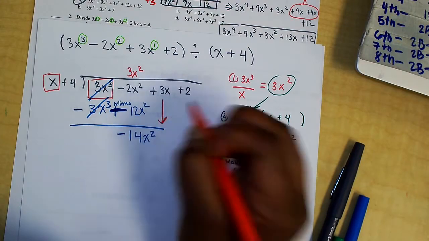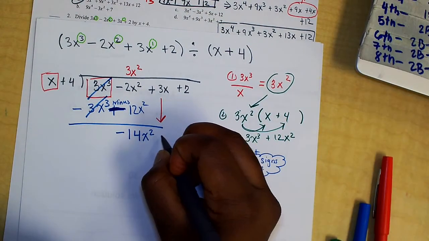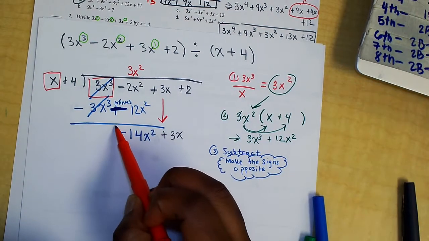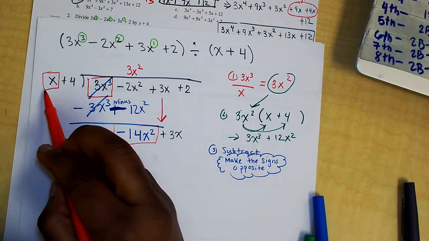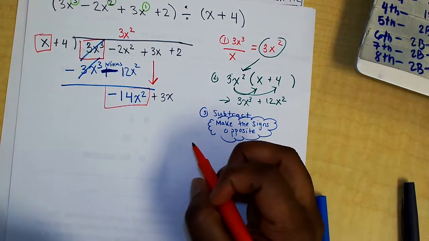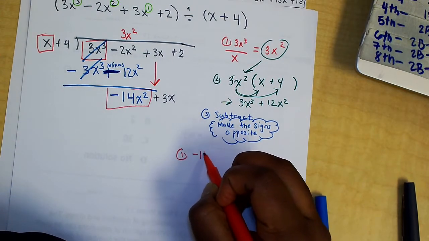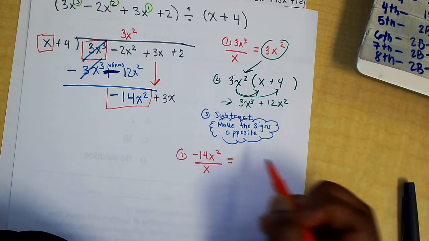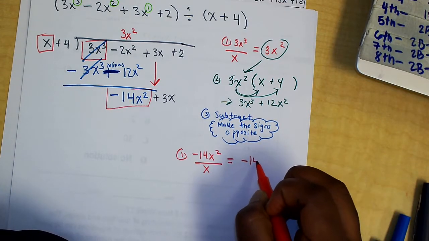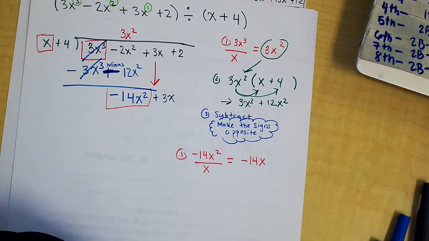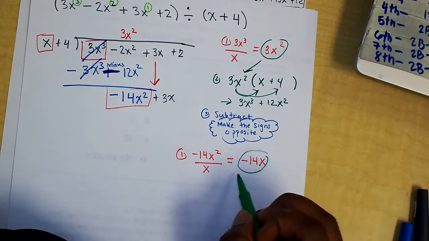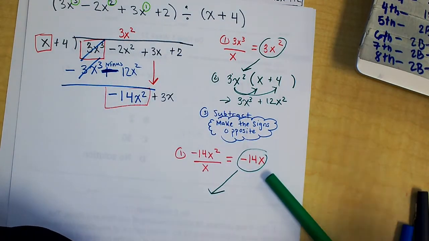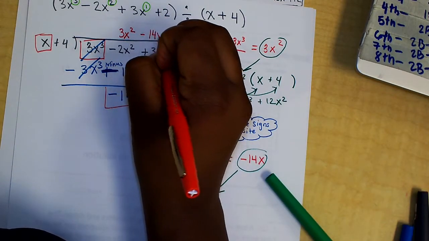So next we're going to bring down the next term. So now we have plus 3x, and we're going to start over with divide. So we're going to divide the first term by the first term. So I'm going to divide negative 14x squared divided by x. This is going to give me negative 14x. Now we're going to multiply negative 14x. Oh, don't forget to put it at the top. I almost forgot. Negative 14x.